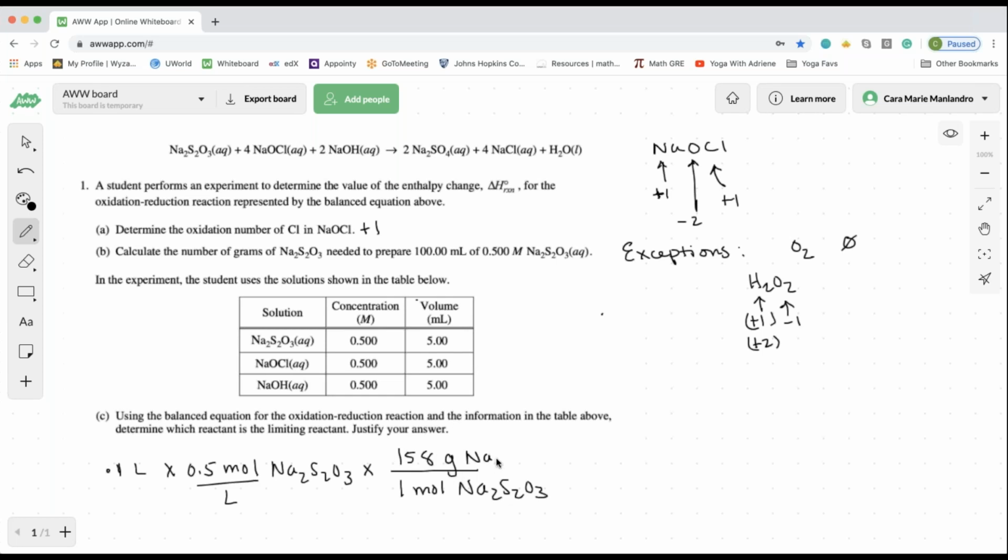So there's 158 grams in 1 mole. Multiply across the top and divide by the bottom. So this would give me 7.9 grams. All right, so that's a pretty easy stoichiometry question. Hope you guys get a lot of those. All right, any questions so far?